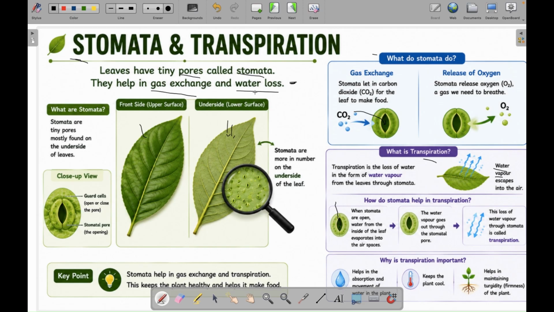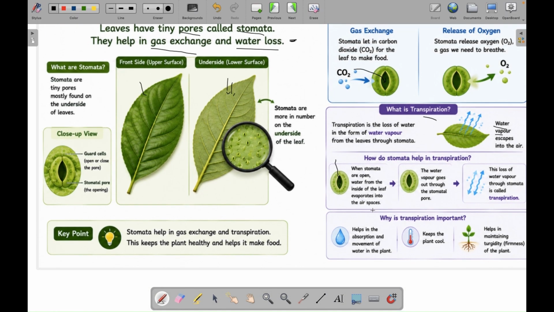But why does losing water help the plants? It has three functions. The first thing is it helps in the absorption and movement of water in the plant. Water moves from roots to leaf, so an upward pull is required, and it comes from the stomata. If there was no upward pull, water would not have been absorbed from the roots to the leaves.